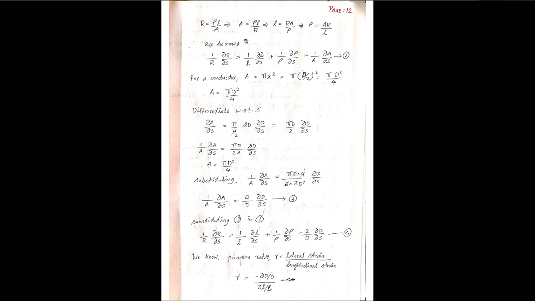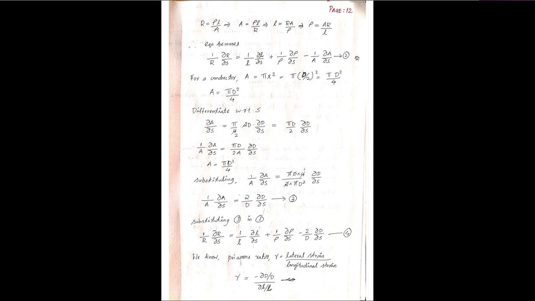So here 1 by R into dou R by dou S is equal to RA by rho, and we know RA by rho is equal to L. So 1 by L into dou L by dou S. Substituting, we will be getting like this only. 1 by R into dou R by dou S is equal to 1 by L into dou L by dou S, plus 1 by rho into dou rho by dou S, minus 1 by A into dou A by dou S, which is equation number 2.